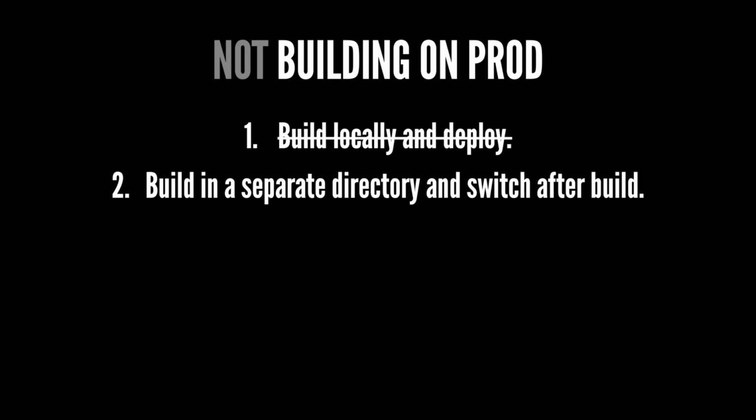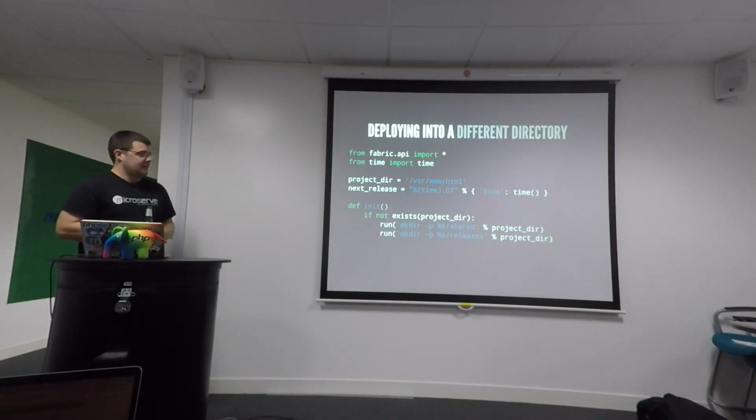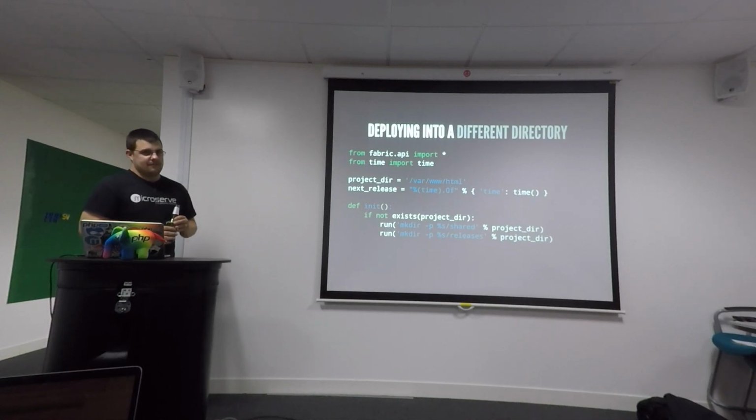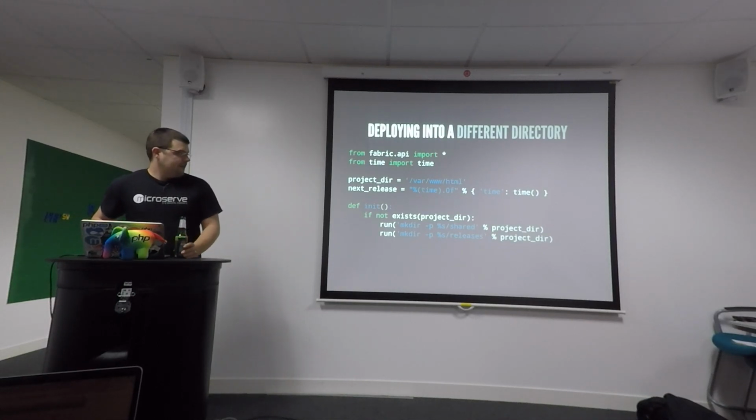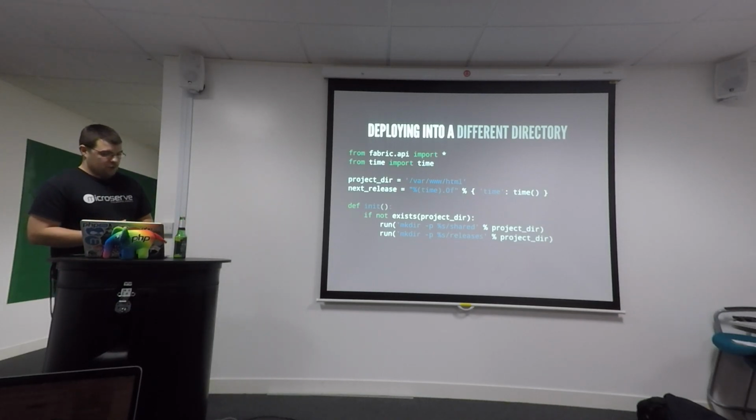The other thing we could do is build it in a separate directory and run it after doing the build. So this is what I've been doing: importing time from Python and starting to set variables like next release. In this case, we're getting the timestamp of the job. And if there is no project directory, we're going to start making other directories, things like one called shared. Maybe shared is where you have persistent storage, like the Drupal file directory where users are uploading files and that type of thing. Those things might go into shared, and then we're going to make a separate directory called releases.